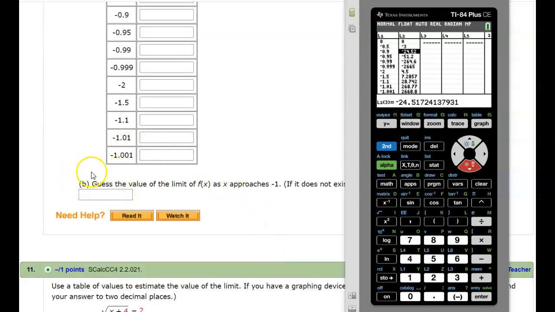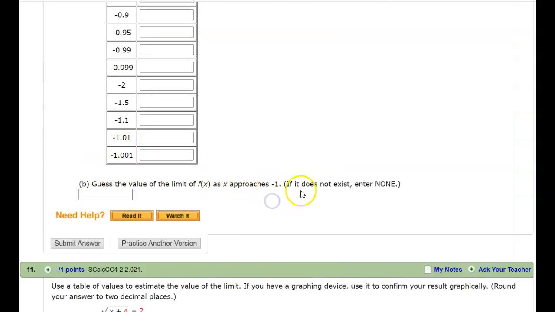Now this is going to ask me to guess the value of the limit as x approaches -1. And that's from both sides. So if it does not exist, we're going to enter none. But on my test, you're going to enter DNE. So WebAssign and what is typically done in calculus are two different things. But with WebAssign, make sure you're paying attention to what they say.